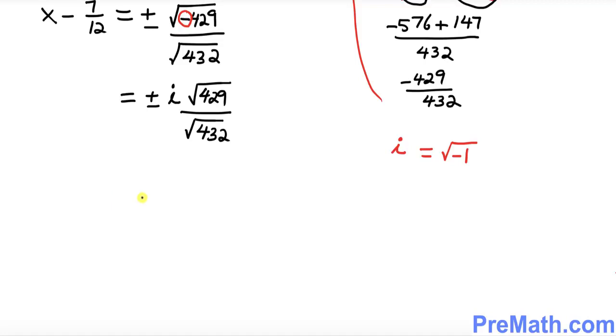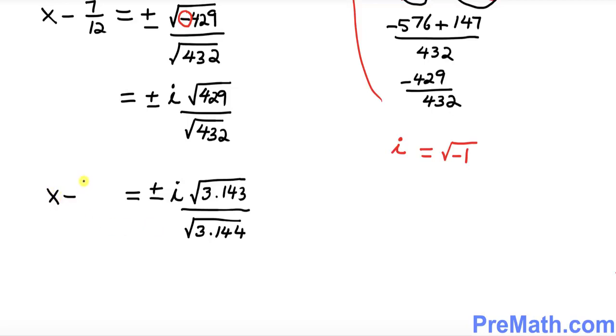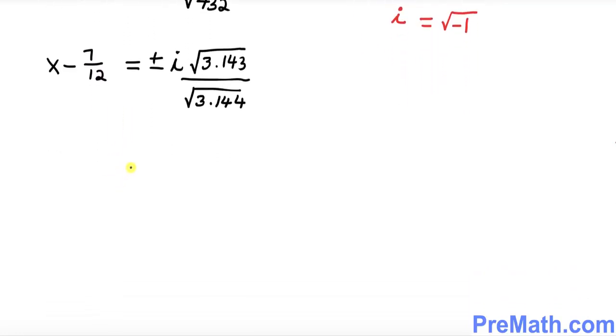So let's go ahead and take care of one more thing. Positive or negative i still there. I'm going to simplify this thing a little bit. 429 could be written as 3 times 143, isn't it? So 3 times 143 divided by 432 could be written as 3 times 144, isn't it? And still again on the left hand side we have x minus 7 over 12. So we are pretty much done now.